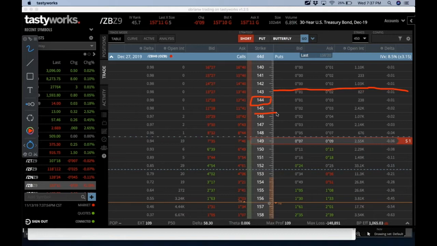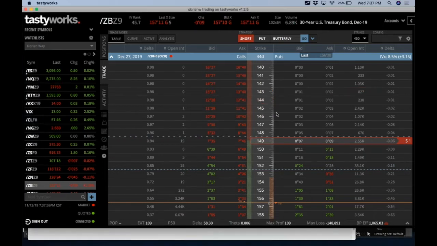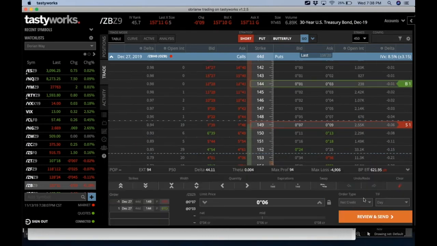And I would base that on how much it's going to be buying power wise. And the ZB is a big contract, so let's clear that and try to buy the 44 here. And this is like a 5 point wide spread. So we buy that, and then when you look at this, you can do it, but it's still not ideal.